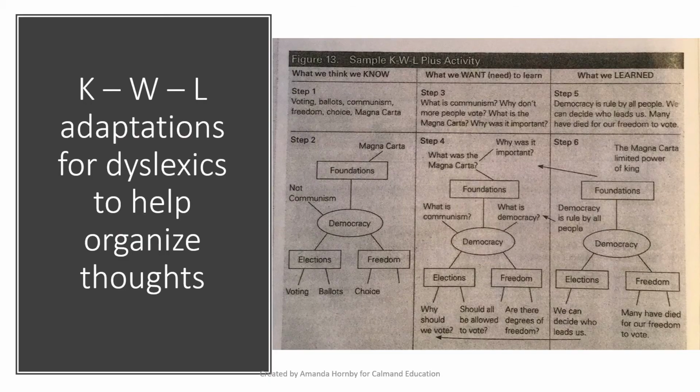And then going further into the KWL activity, this is the actual photocopy from Jeff Sphere's book. It just shows a KWL plus activity of how you can integrate mind mapping for the dyslexic student to be able to organise the thoughts.